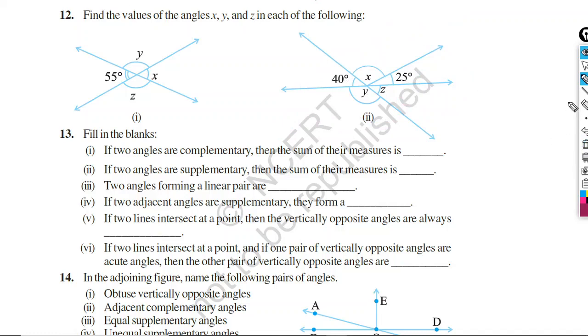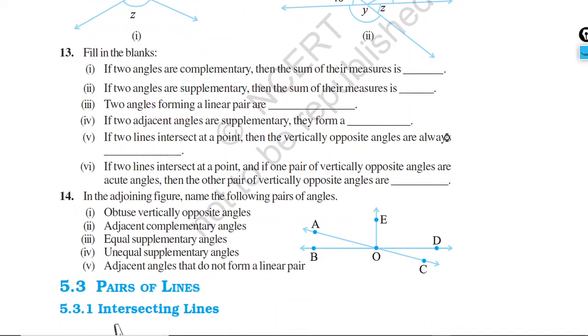Now we will move to question number 13 and try to solve it. Fill in the blanks. If two angles are complementary, think of it, two angles are complementary, that means their sum is 90 degrees. Then the sum of their measure is 90. If two angles are supplementary, the sum of their measure is, you know that it is 180 degrees.